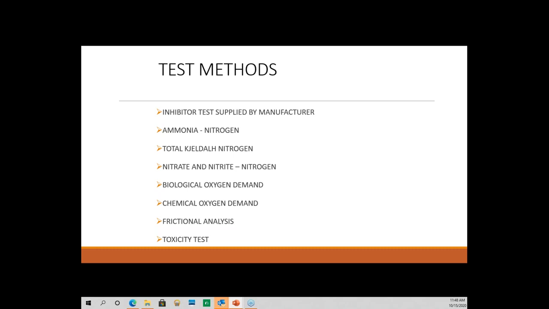We took a look at the chemical oxygen demand, the fractional analysis, and the toxicity test, looking at whether there's strychnine or other hazardous chemicals in that product. That should be in your SDS sheet, showing whether they have performed any tests on these products. And also, are they environmentally sound?